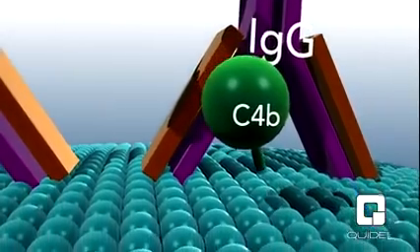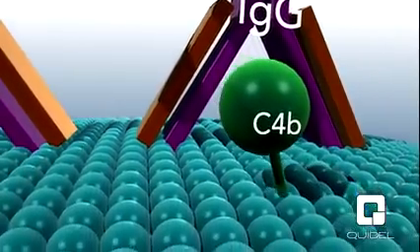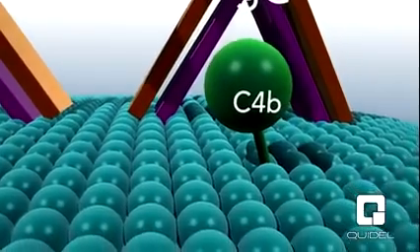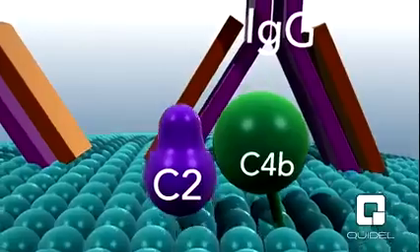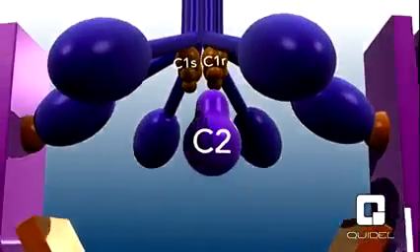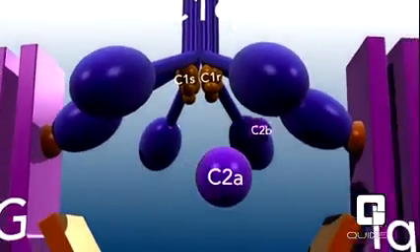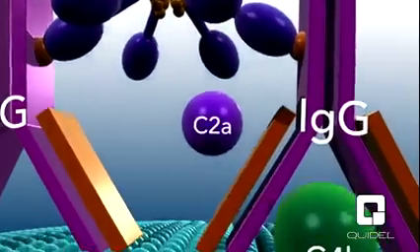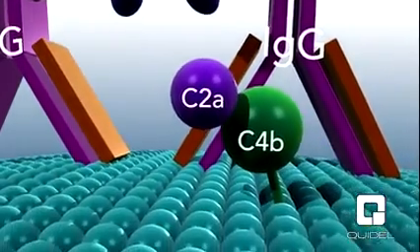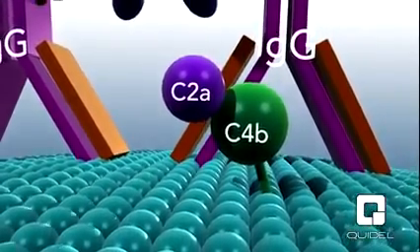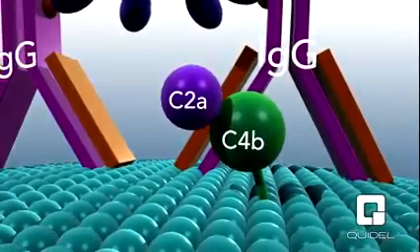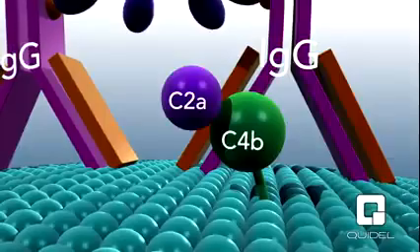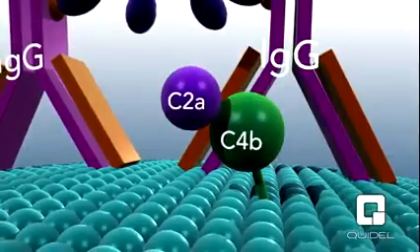C4b attaches covalently to the antigen-antibody complex and has a binding site for C2, the next protein cleaved in the classical pathway. C2 is also cleaved into two fragments, and the resulting C2a fragment binds to C4b. This bimolecular complex of C4b2a is a C3 convertase of the classical pathway and serves to cleave C3 through the enzymatic activity in the C2a portion of the complex.